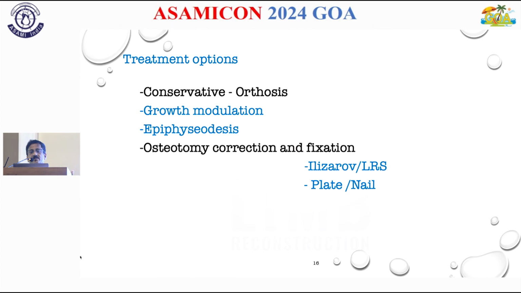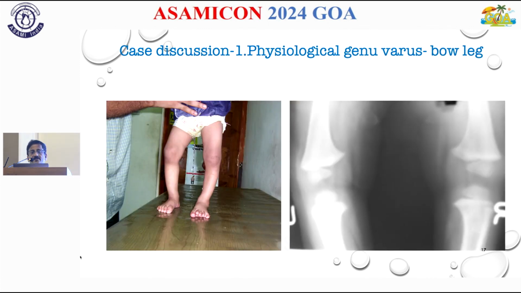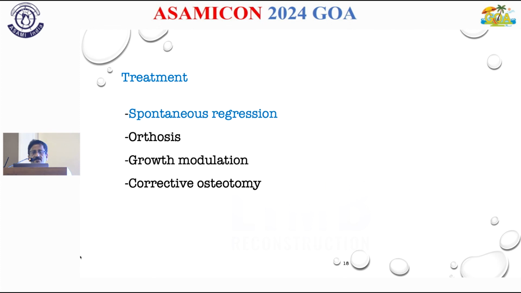Coming to the treatment options, these are the options available: conservative, growth modulation, epiphysiodesis, and osteotomy correction with internal or external methods. It depends on patient factors. We'll discuss some cases, starting with physiologic genu varum. Usually spontaneous regression occurs here, but sometimes you have to use an orthosis, and if it is progressing you do growth modulation, and if it is still not corrected, you can do a corrective osteotomy.